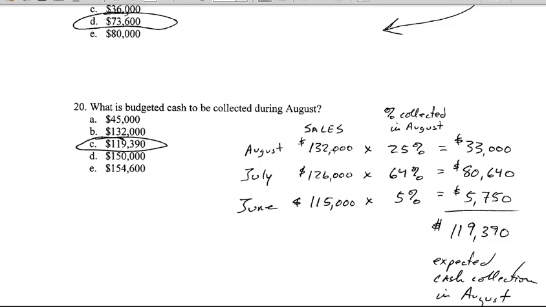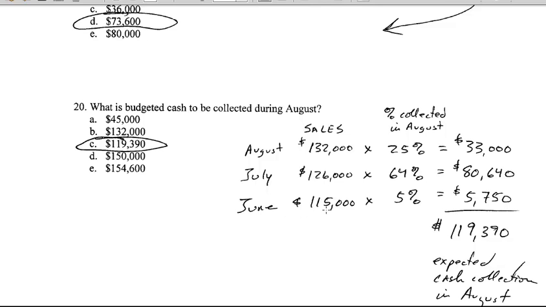Now we want to think backwards and think back to July and say, okay, we had sales in July of $126,000. How much of that is collected in August? Well, 64% is collected in the month following sale. So you had $126,000 of sales in July, but you're going to collect 64% of that in August, which is $80,640.